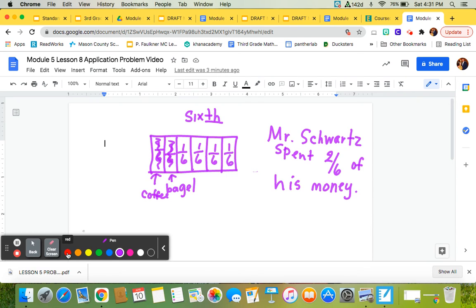All right, very good. If you think about this, this is half of his money. So he spent less than half of his money. That wasn't part of the application problem, but I thought I would throw that in there for you.